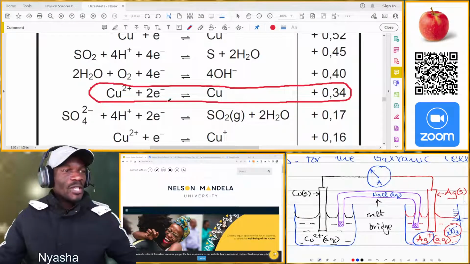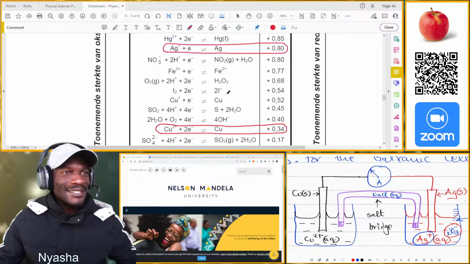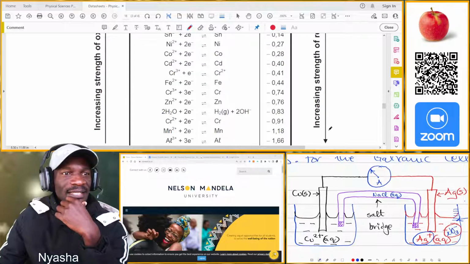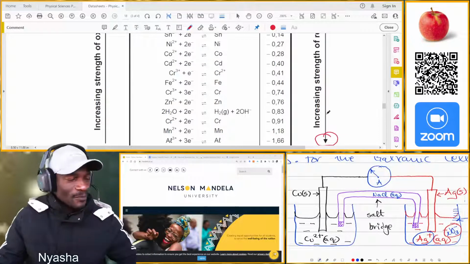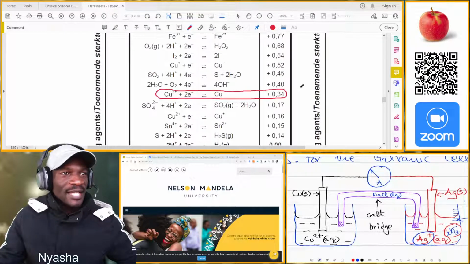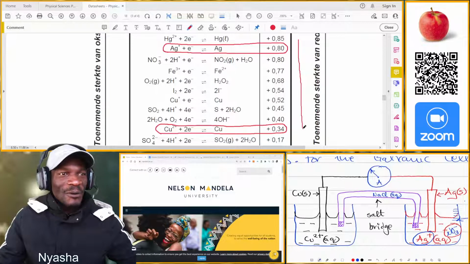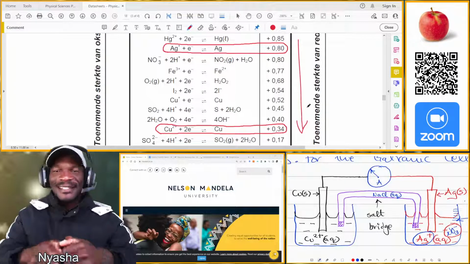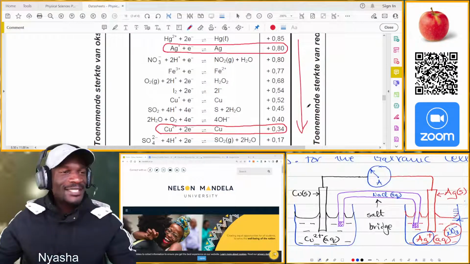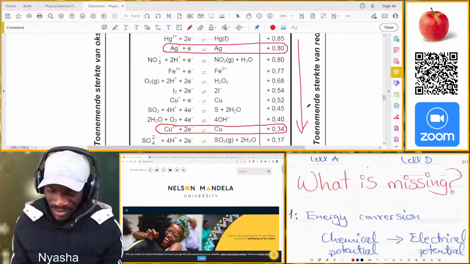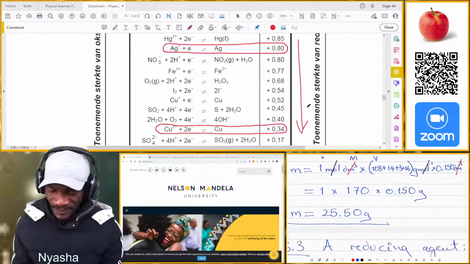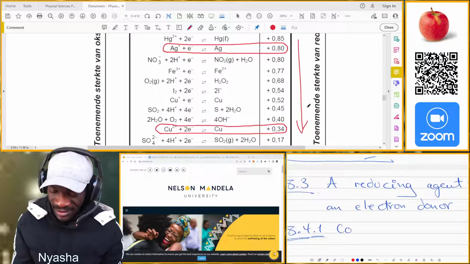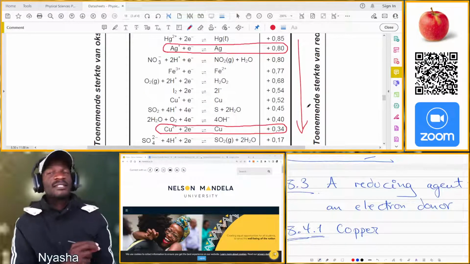I think we already did this, and we identified that on the left hand side, look at that arrow, the increasing strength of reducing agent is downward. So between these two, the species that is stronger in reduction is copper. So in terms of the name, you are using copper.